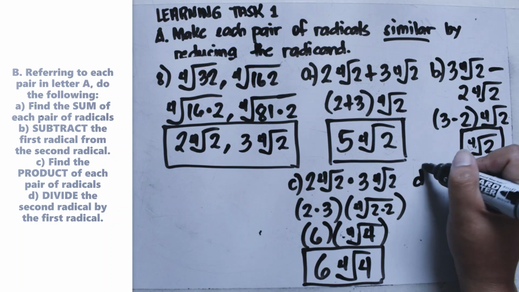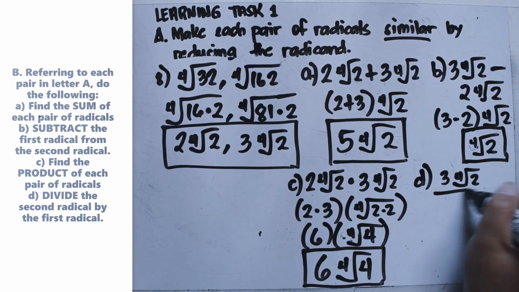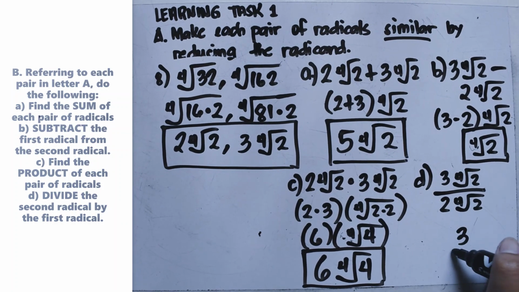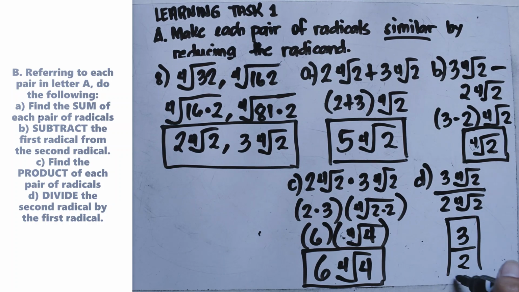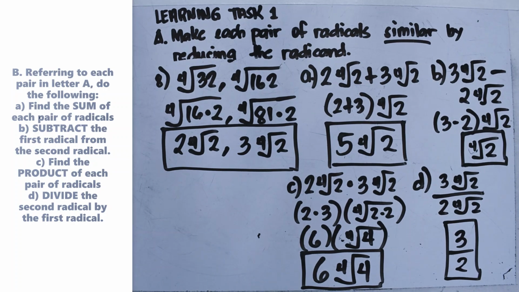And then, lastly, letter D, divide. So, we have 3 fourth root of 2 divided by 2 fourth root of 2. So, cancel, matitira si 3 over 2. So, we're done with letter D. So, paulit-ulit lang naman kaya madali, di ba? Ayan, so tayo ay nakawalo na. Last 2 na lang and we're done.